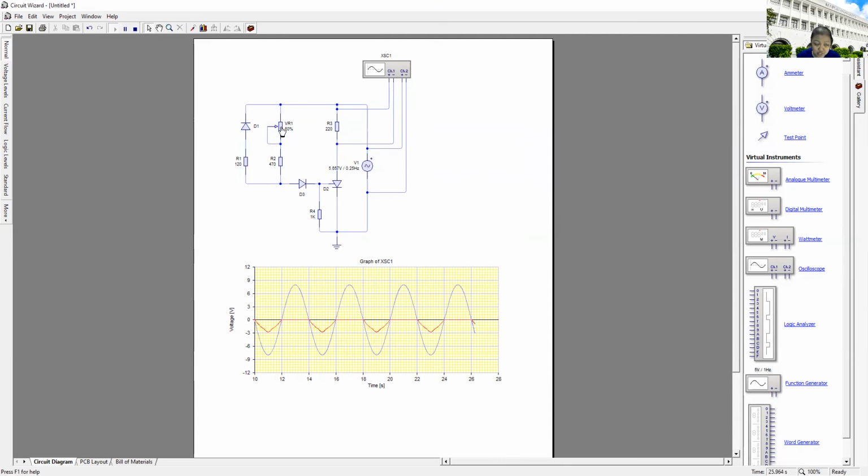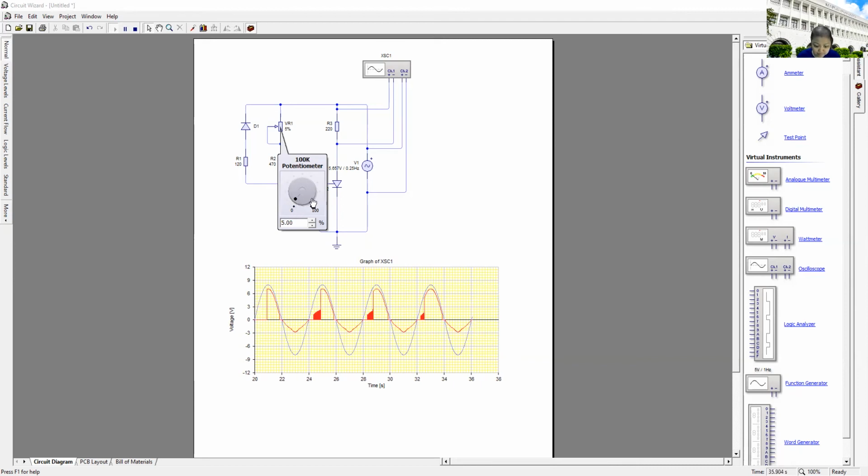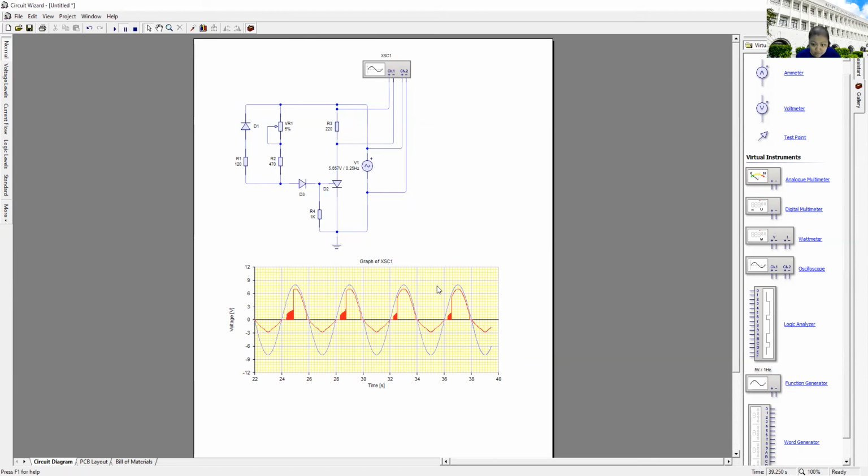And now let's adjust the potentiometer. Let's pause it for a while. Here, there is a delay of the conduction of the current. As you can see, this gap here is the delay, and this is the firing angle. The red waveform here is the conduction angle. If we increase the value of VR1, or increase the potentiometer, we can observe that the delay is increasing as well. Therefore, the firing angle is also increasing.